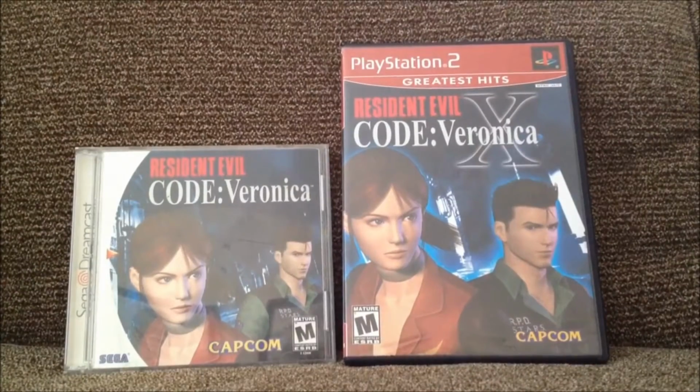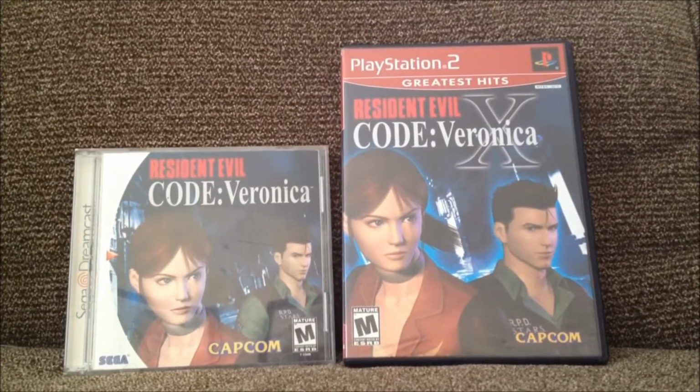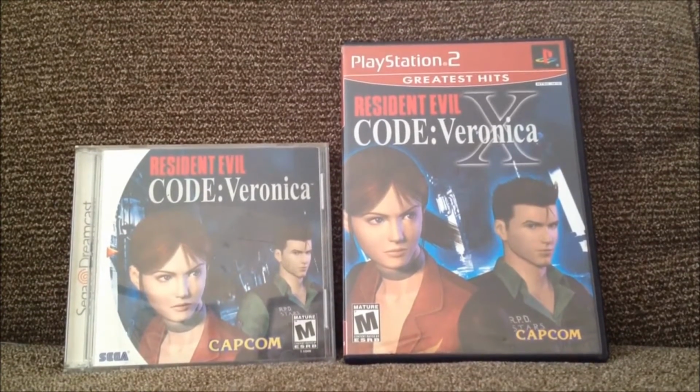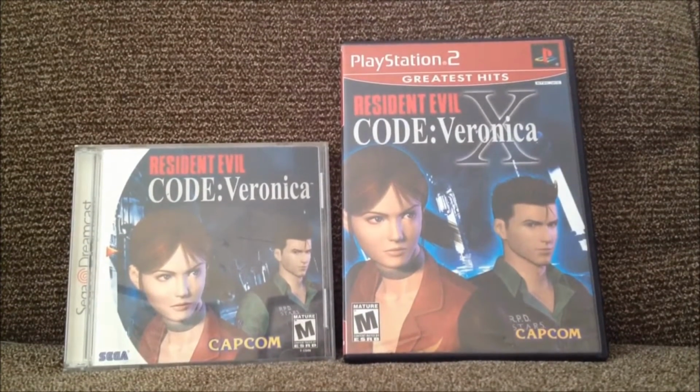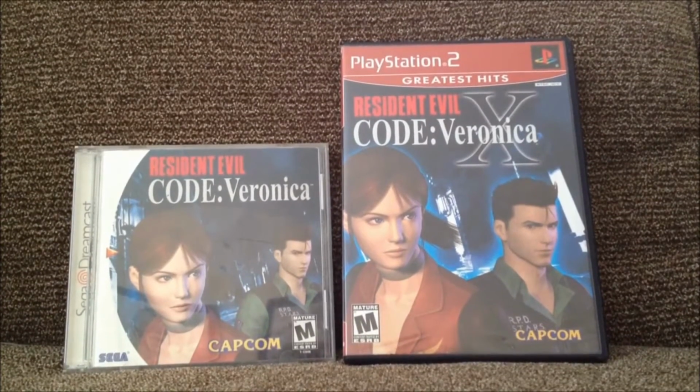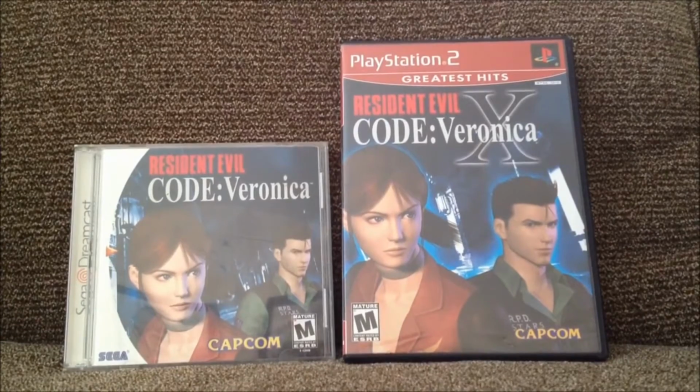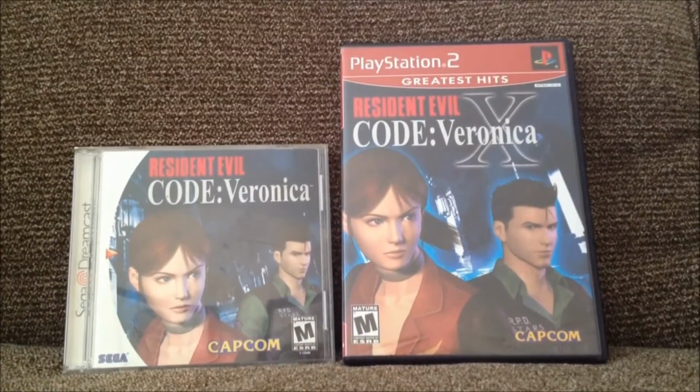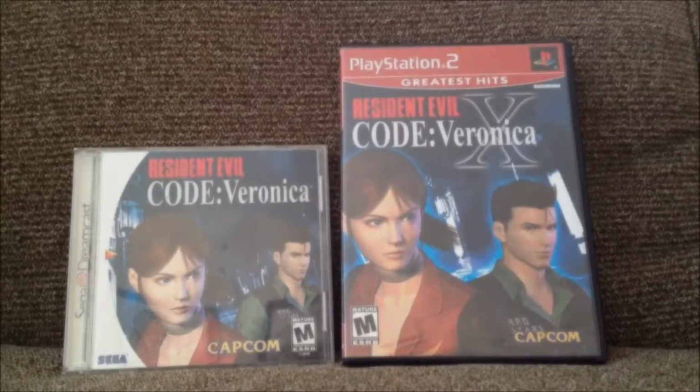Alright, well let's start with the obvious differences, being the consoles that they were playable on. Resident Evil Code Veronica was a Sega Dreamcast exclusive and was later released as Code Veronica X for the PlayStation 2 and the GameCube, and it was also re-released for the Dreamcast, but it was a Japan-only exclusive.